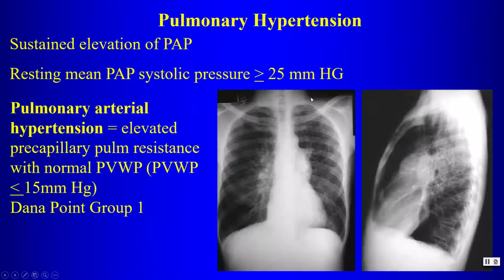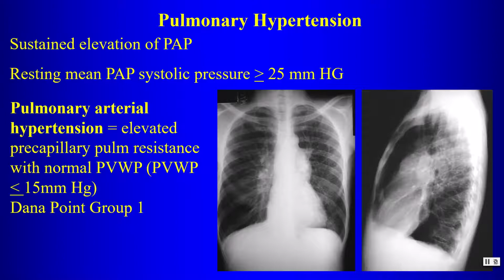All right, so let's move on now to a discussion of pulmonary hypertension. The definition of this is sustained elevation of pulmonary artery pressure. So here the resting mean pulmonary artery pressure is greater than or equal to 25 millimeters of mercury. The term pulmonary hypertension itself just means elevated pulmonary artery pressure, but pulmonary arterial hypertension means that we have elevated precapillary pulmonary resistance with normal pulmonary venous wedge pressure.